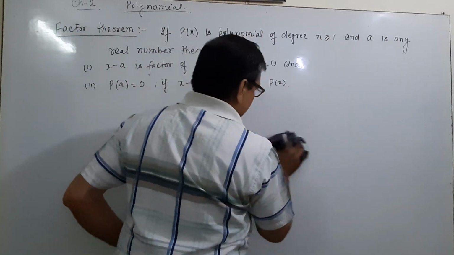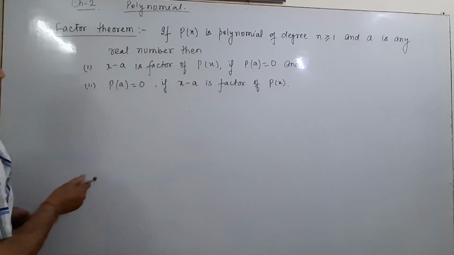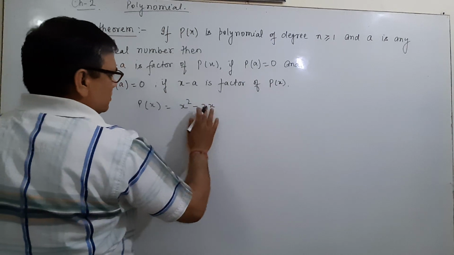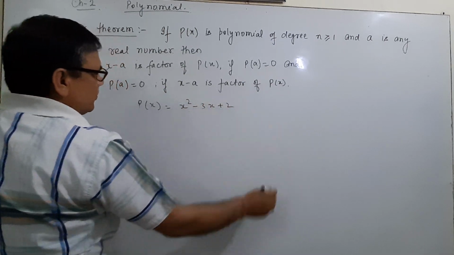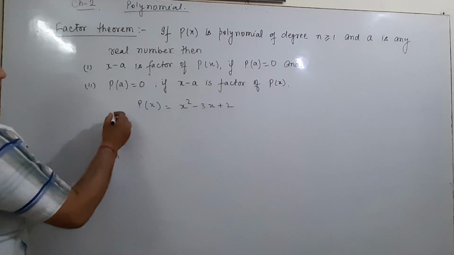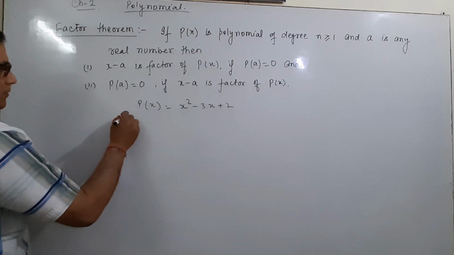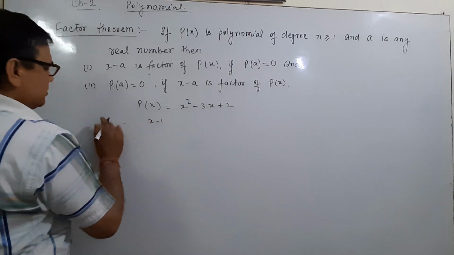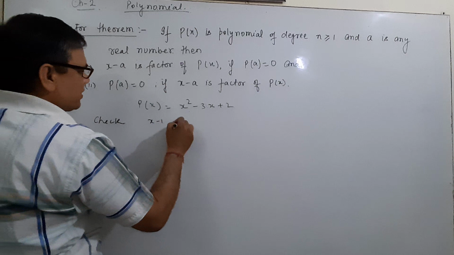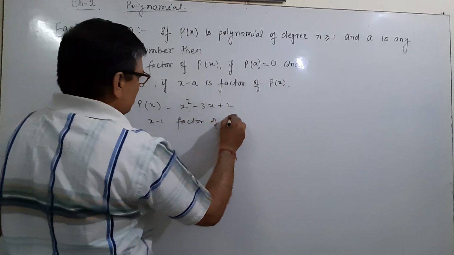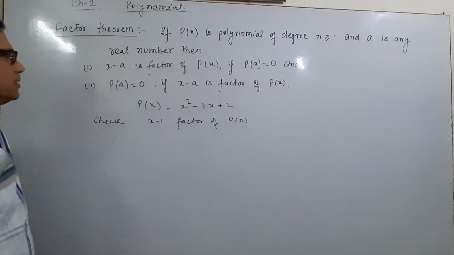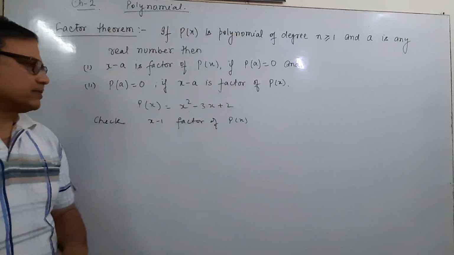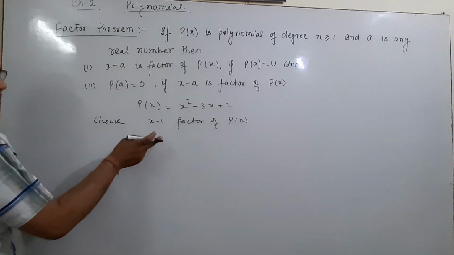Take one example. In the Remainder Theorem, you have done p(x). Listen carefully. p(x) is equal to, take one example, x square minus 3x plus 2. Check whether x minus 1 is a factor of p(x). Now listen, if x minus 1 is a factor of p(x), it means the remainder should be 0.